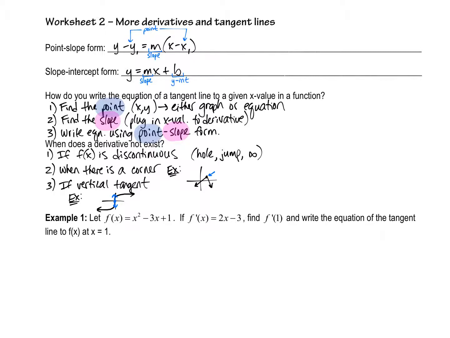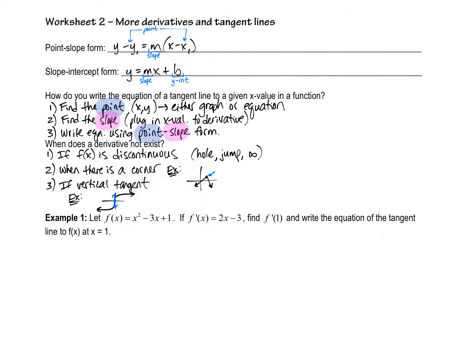How do you write the equation of a tangent line to a given x value in a function? So here are the steps that we're going to follow for example number 1. First of all, you find the point. You need to figure out what point the tangent line intersects the original graph. So like for this one, we're going to take x equals 1, and we're going to plug it into the function to figure out what the y value is. That's step 1. Because in order to write the equation of a line, you need a point and a slope. So we got to find the point first.